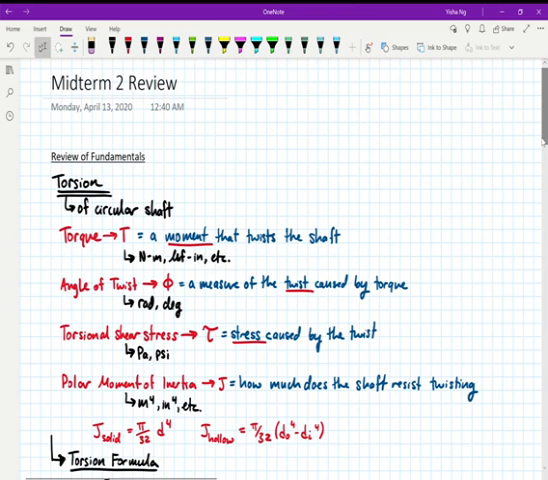I'm one of your TAs for 213, and I'm going to be doing a midterm 2 review for your test coming up. Just as a brief overview of what I'll be doing, I'm going to give you a quick review of fundamentals, things that you'll want to know for the test, and then I'll go over some example problems.